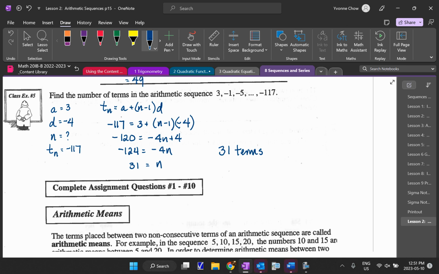So please take a moment and just answer the question. Find the number of terms. There are 31 terms. And I want to also just take a moment and ask you to think about what values for n would be impossible.